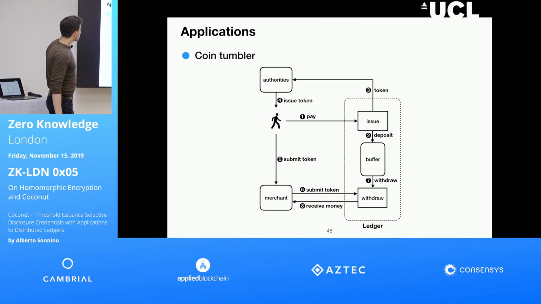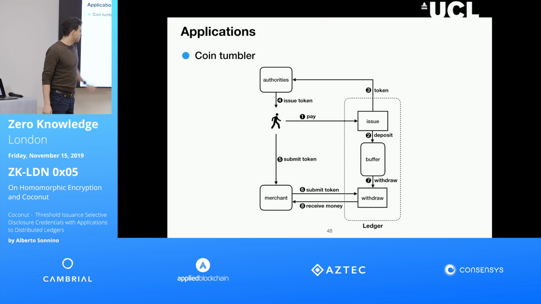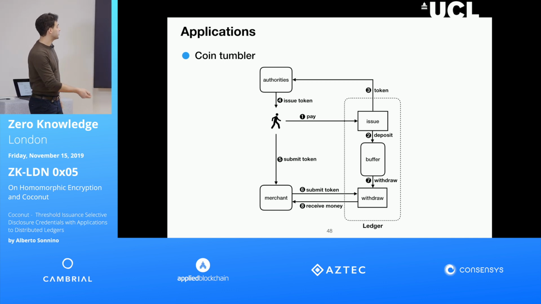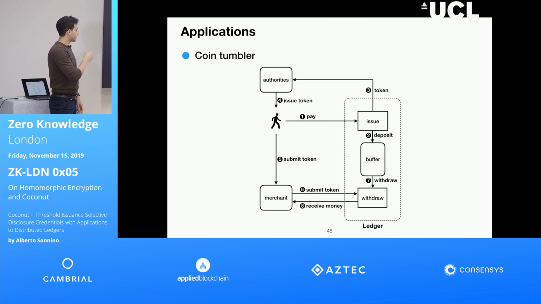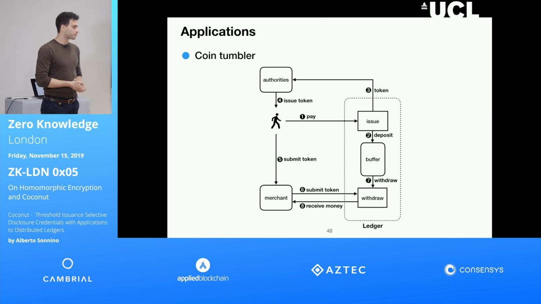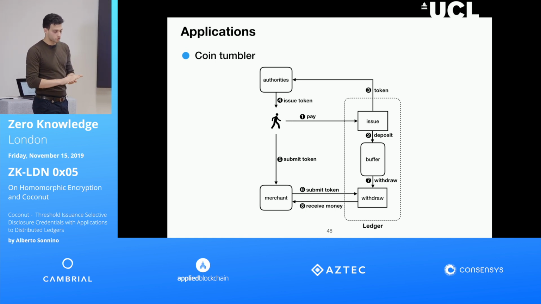So how does it work? You put some coins on the contract, that goes to, let's say, a buffer account, and after that, the authority issues you a token. You can take that token. It's a credential, so you can randomize it. And so that token is issued, in our implementation, if I remember correctly, over 2 attributes.